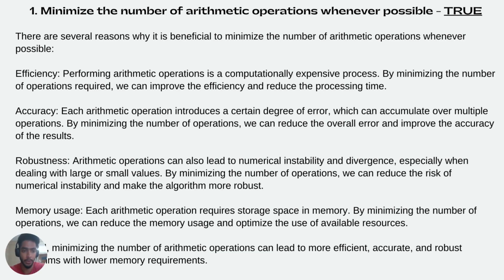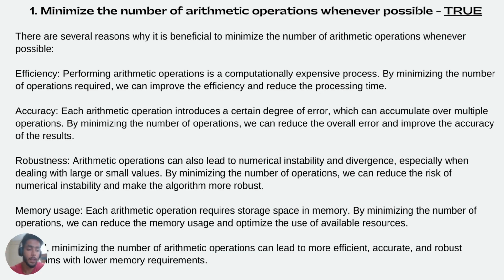Second thing is the accuracy. By each arithmetic operation, we increase a certain degree of error and due to which we can accumulate over multiple operations. By minimizing the number of operations, we reduce the overall error and improve the accuracy of the results. The third thing is the robustness. The arithmetic operation can also lead to numerical instability and divergence, especially when dealing with large or small values. And by minimizing the number of operations, we can reduce the risk of numerical instability and make the algorithm more robust.